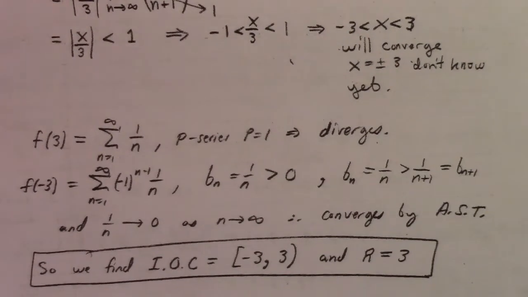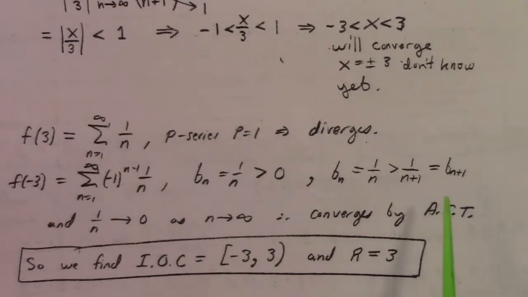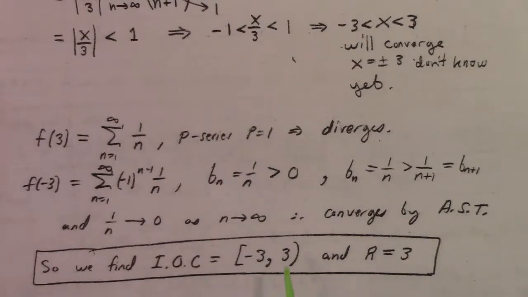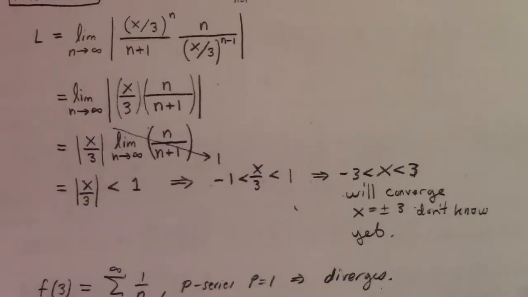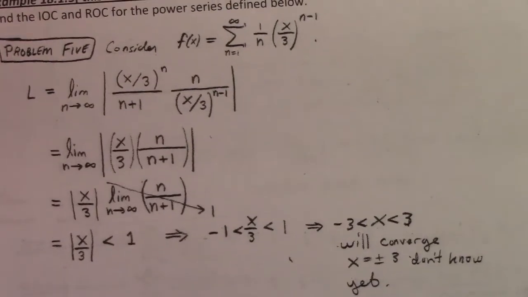Likewise, when we plug in -3, we get (-1)^(n-1) times 1/n, which is the alternating harmonic series, which we can prove converges by the alternating series test. So in this case, the interval of convergence includes -3, but it excludes 3. So again, the ratio test allows us to figure out what the open interval of convergence is, and then we've got to check endpoints by other means.